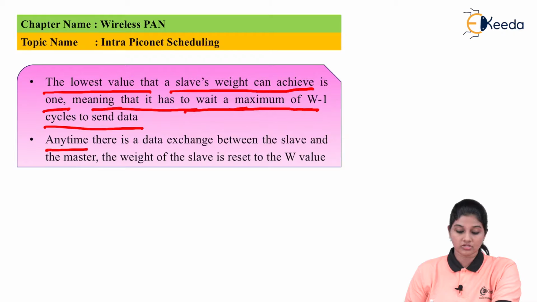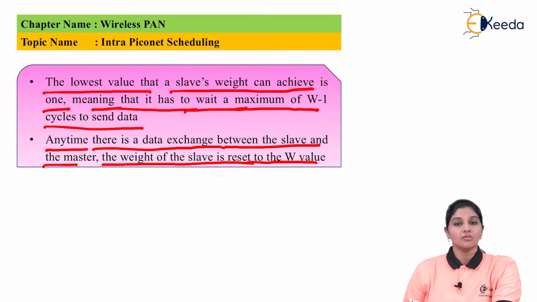Anytime there is a data exchange between the slave and the master, the weight of the slave is reset to the value W. So whenever the master observes that the slave has certain data for exchange, it performs the data exchange in that particular scanning cycle, and at that time the value of weight is again reset to the original value of W. In this way, the data transfer between the slave and master takes place by using the ELWR algorithm.